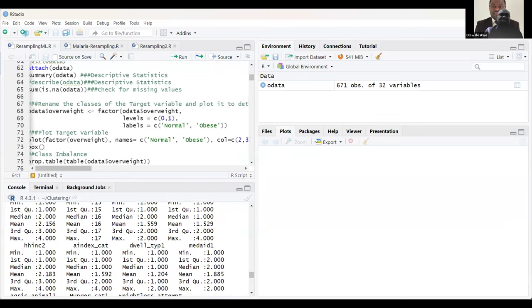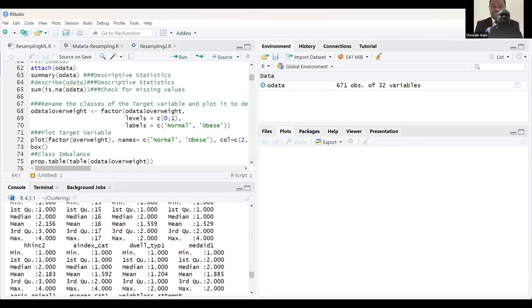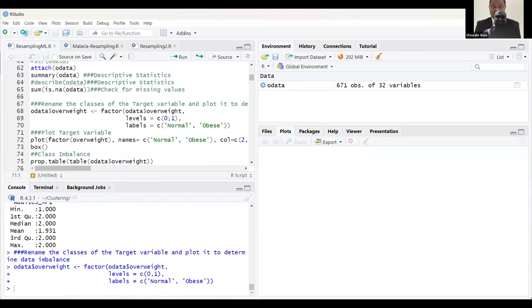and plot it to determine data imbalance. I'm going to show you the data imbalance in the data right now. Now, let's see. You see that? I renamed the model. So the data is structured in such a way, the target variable is labeled as overweight. So zeros and one. Zero for those who are normal and one for the respondents who are obese.